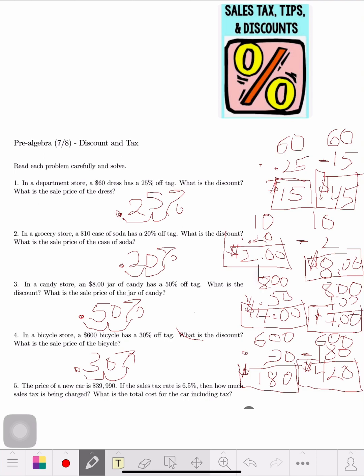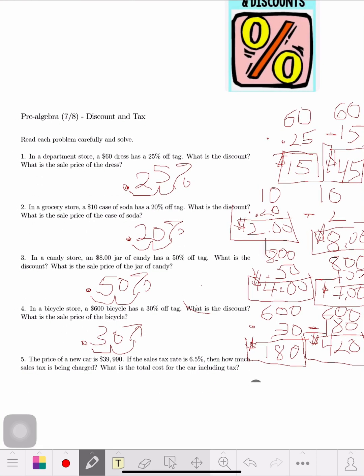Okay, now the next one. Whoa, this is a pretty good one. The price of a new car, and this happens to everybody. It's $39,990. If the sales tax is 6.5%, how much sales tax is being charged? What's the government charging me? And what is the total cost for the car, including the tax? Because you're always going to have sales tax on everything. Very few places can you buy a car without a sales tax.